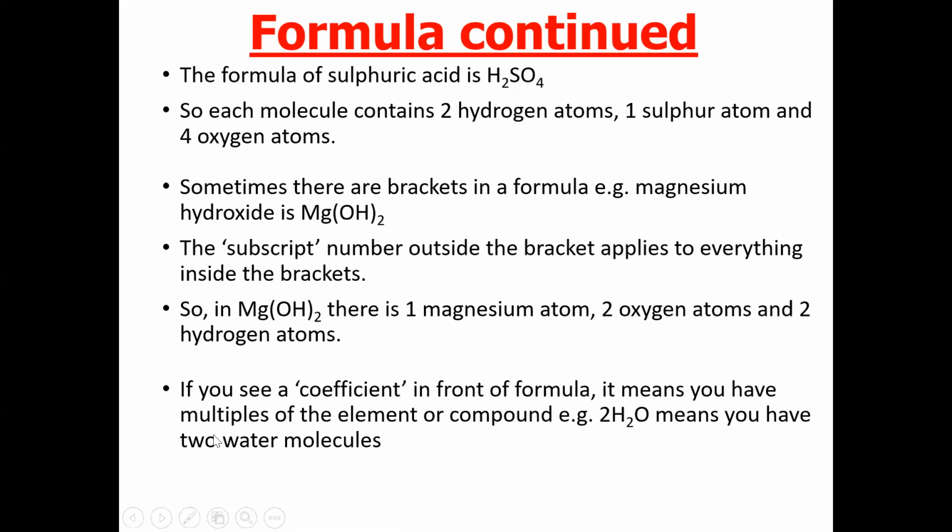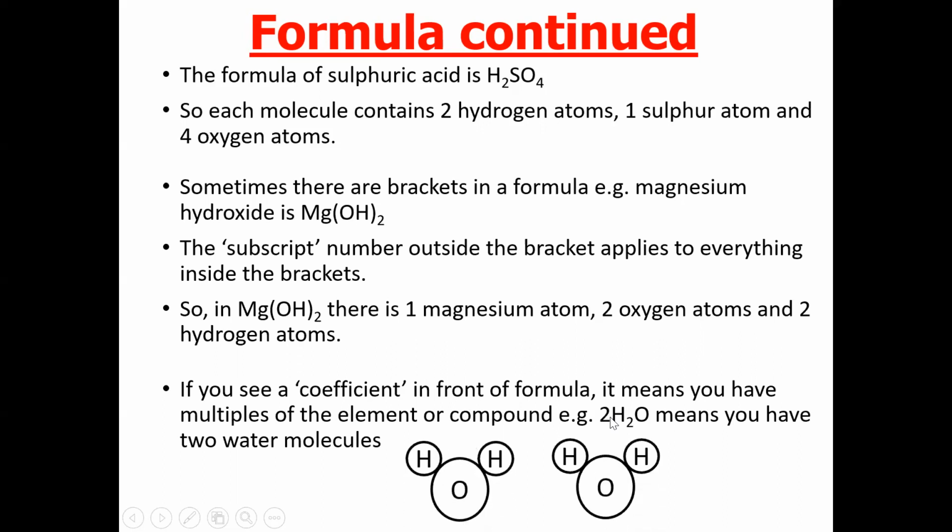If you were to see a coefficient, which is a large number, in front of the formula, it means you've got multiples of the element or compound. So for example, if I put a big 2, the coefficient 2, in front of H2O, which we know is water, it means that you literally have 2 water molecules. You can see in the diagram that you have 2 water molecules. Although you've got 4 hydrogen atoms altogether, 2 times 2 is 4, 1, 2, 3, 4, and you've got 2 oxygen atoms. They exist in separate molecules.